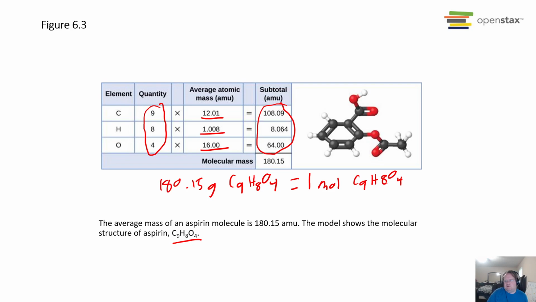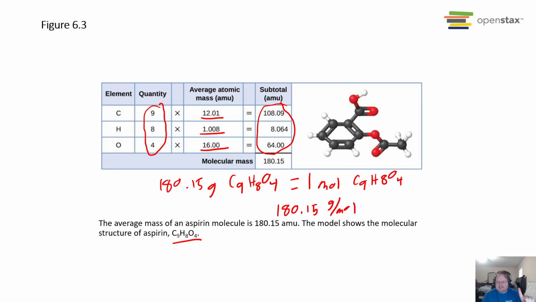C9H8O4. That H should be a little bit smaller; it's supposed to be a subscript. And generally, you'll see it written as 180.15 grams per mole when you're asked what the molar mass of something is. You will also see it written in AMUs, and that's also true. Both those statements are true statements.